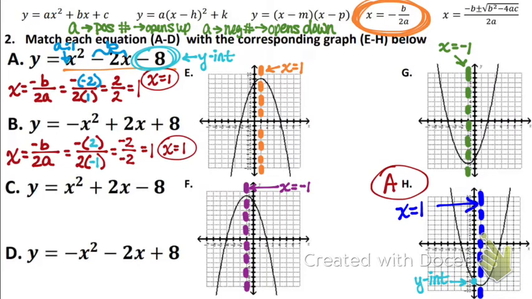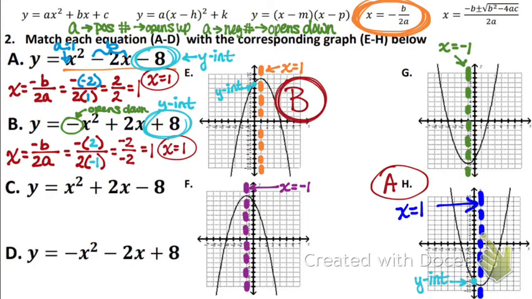What's its y-intercept? 8. Does it open up or open down? Opens down. My A value is negative. Which one has an axis of symmetry at 1, opens down, and has a y-intercept at 8? E. Here's my y-intercept right there. So this one goes with graph, or with equation B.